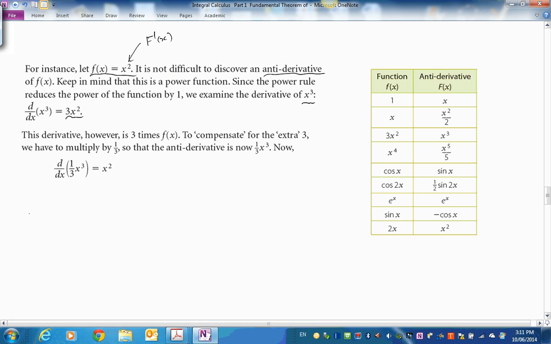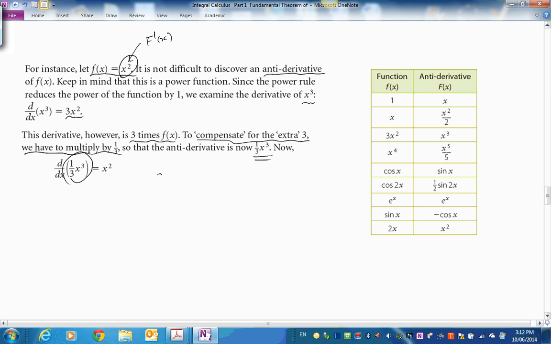Well, that didn't work. We want this to be the derivative. We want to go and find the function whose derivative is just x squared. So we've got to find a third of it, because it's 3 times f of x. To compensate for the extra 3, we have to multiply by a third. And so the antiderivative, or that function whose derivative will give us our area function, is a third x cubed. Let's check that out now with the power rule.